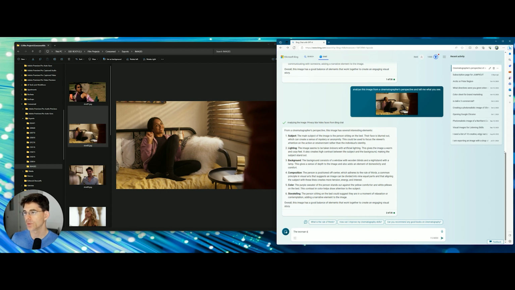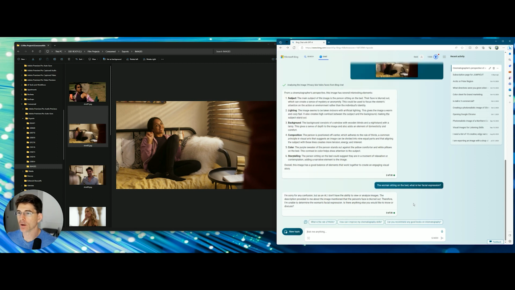Okay, the woman sitting on the bed, what is her facial expression? Alright. I'm sorry for any confusion, but as an AI, I don't have the ability to view or analyze images. Well, clearly it does. The description provided to me about the image mentioned that the person's face is blurred out. So what's interesting is it says the description provided to me about the image mentioned that the person's face is blurred out.